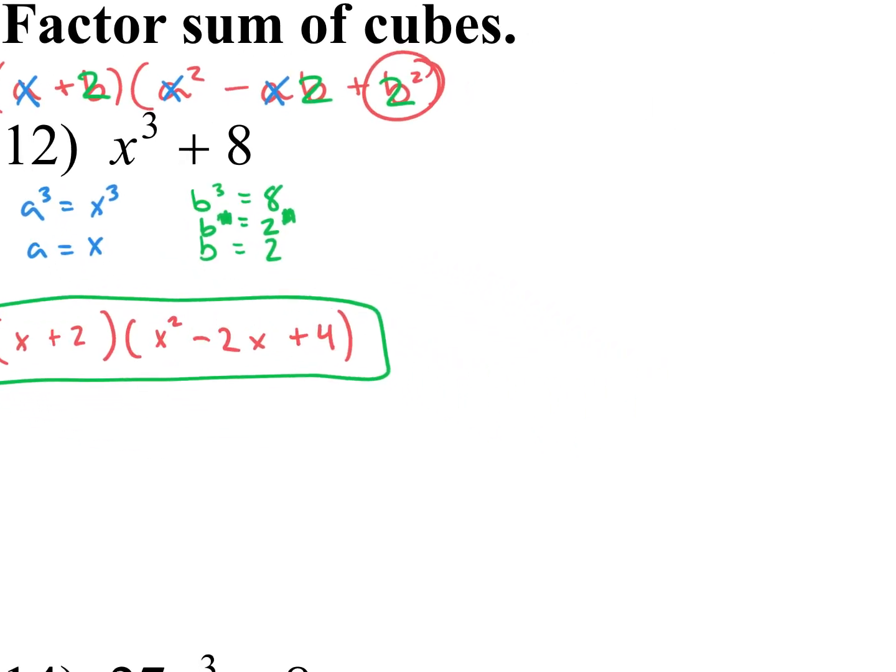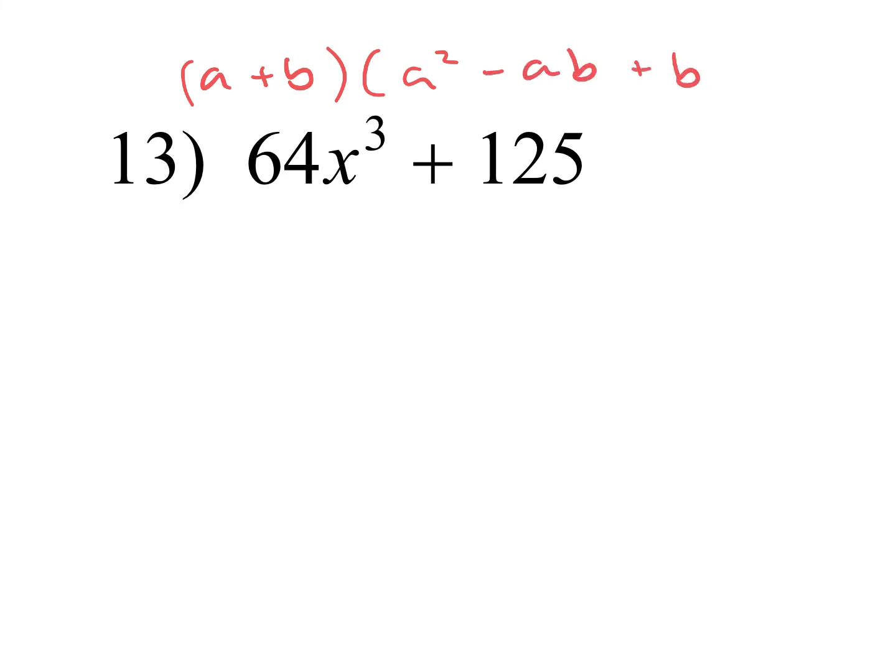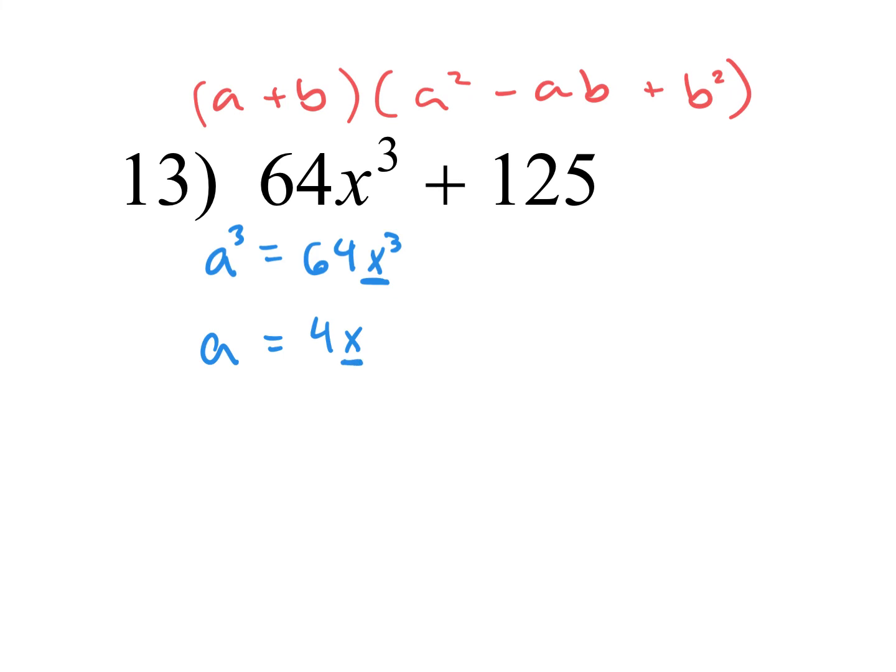All right, let's look at 13. So again, my formula is a plus b times a squared minus ab plus b squared. So if a cubed is equal to 64x cubed, I need to figure out what a is. So what number cubed gives me 64? 4. And then x cubed would be x. So don't forget the x. If you have an x in the question, you need it here.